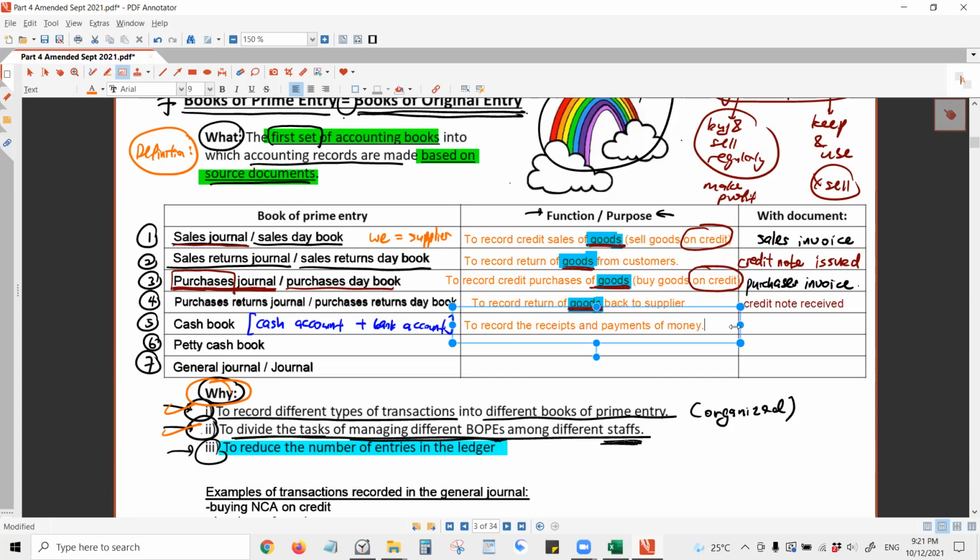The word receipts here is not the document, yeah. The word receipts here refers to the money that you receive. Payments means the money that you pay. Cash book and petty cash book, quite confusing? Okay, no worries. They are super easy. Petty cash is one of the easiest things in this subject, and also cash book is easy to do. I will guide all of you through a few questions. For now, let's just learn the various books of primary entry.